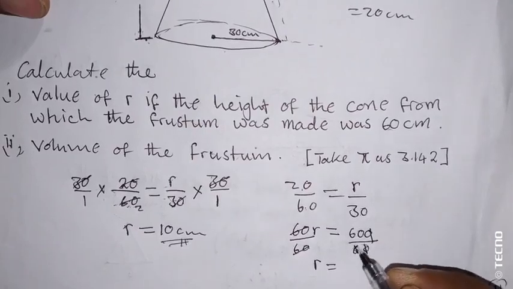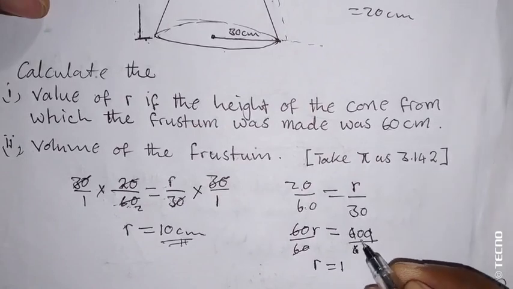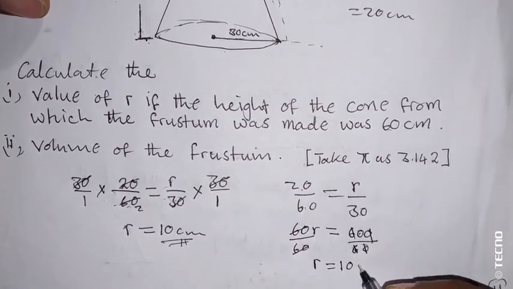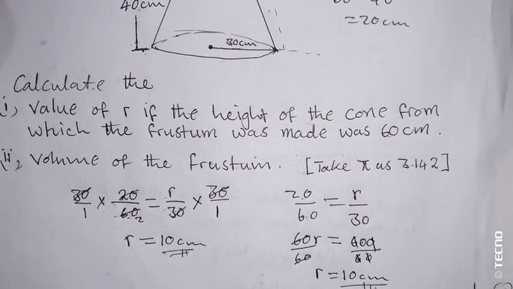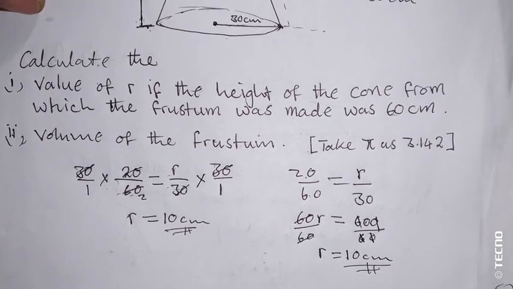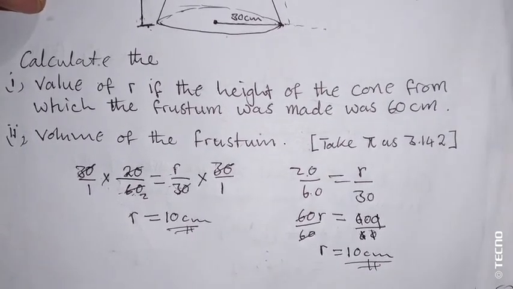How many times can 6 go into 6? It's 1. Then 6 into 0, it's 0. So it is 10 centimeters. It's one and the same thing. So this is the value of R. You get a 2 mark by just answering or finding the value of R.